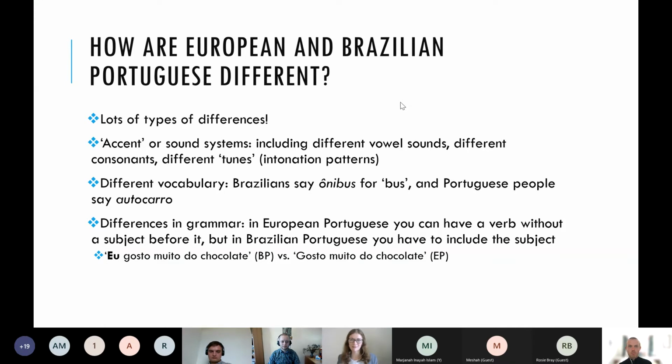And like with lots of languages with different varieties, there's different vocabulary. Brazilians say "ônibus" for bus, and Portuguese people say "autocarro". And there are differences in grammar as well, which I'm not going to get into too much. But generally speaking, in European Portuguese, you can have a verb without a subject before it. So you can say "like chocolate". But in Brazilian Portuguese, you have to include the subject. You have to say "I like chocolate". Great.